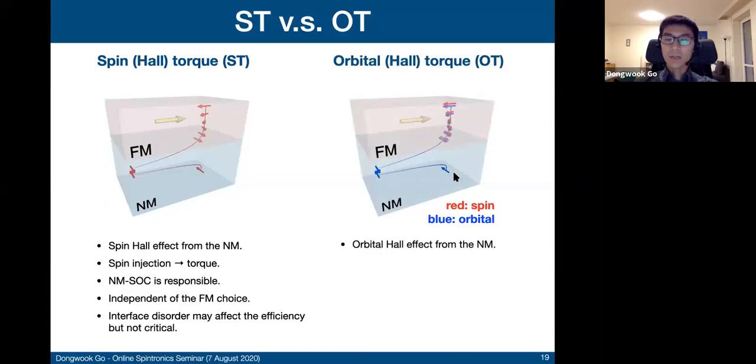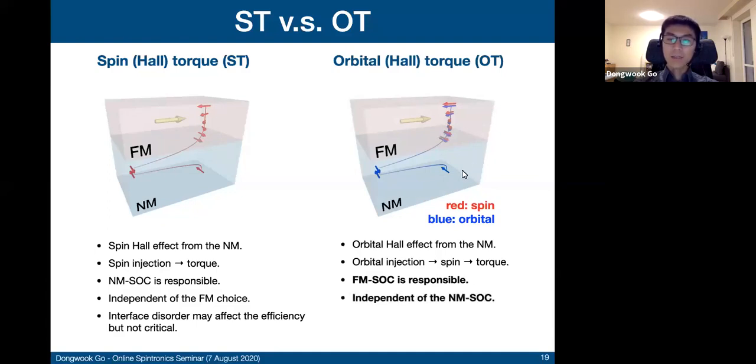First, it occurs from the orbital Hall effect in the non-magnet or another source of orbital current, and the orbital should couple to spin, and spin will exert torque on the magnetization. And here, spin-orbit coupling in the ferromagnet is important rather than spin-orbit coupling in the non-magnet. This should also occur although spin-orbit coupling in the non-magnet is quite negligible, like in light elements. And importantly, for orbital injection, interface disorder is very significant for injection efficiency, and this doesn't have any analog for spin injection.